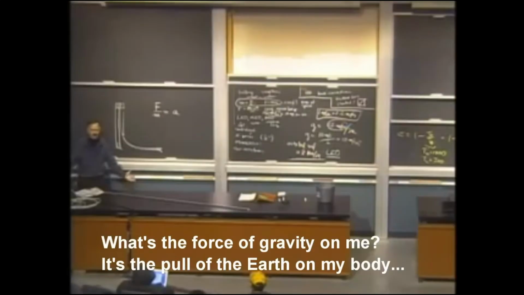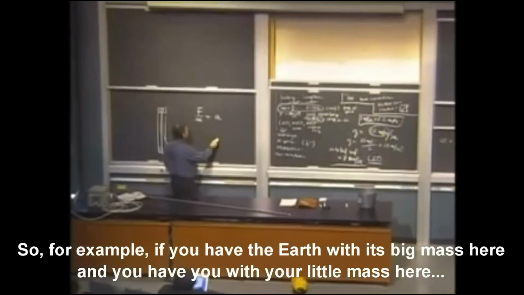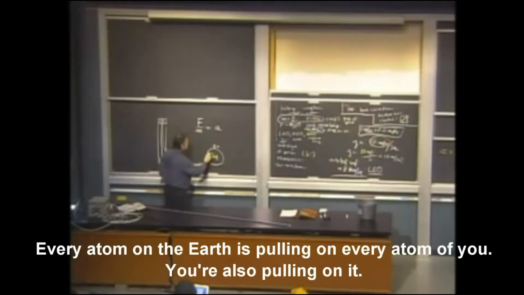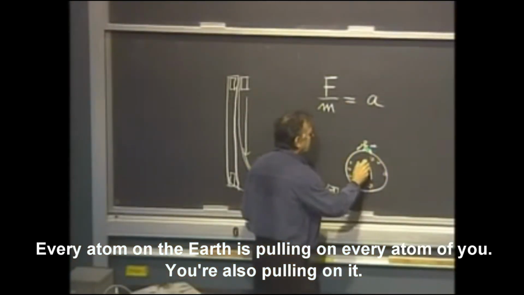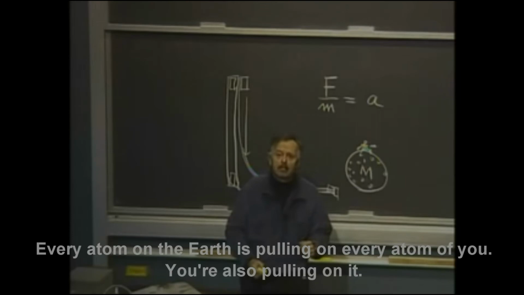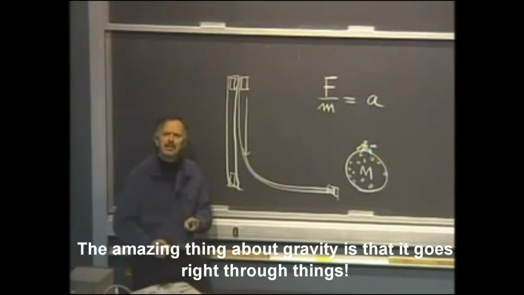Okay, so here it goes one more time. Listen carefully. What's the force of gravity on me? It's the pull of the Earth on my body. So, for example, if you have the Earth with its big mass here, and you with your little mass here, every atom on the Earth is pulling on every atom of you. You're also pulling on it. On the other hand, there are a lot of atoms here you're pulling on. You're pulling on all of them. The amazing thing about gravity is it goes right through things.